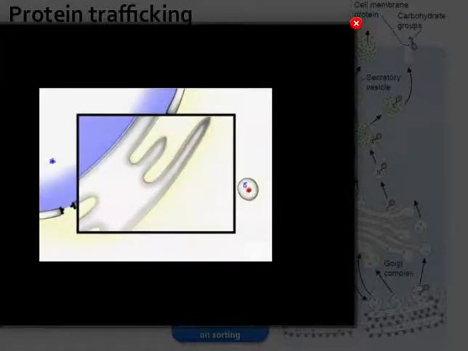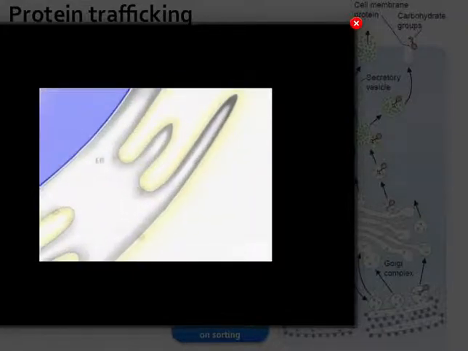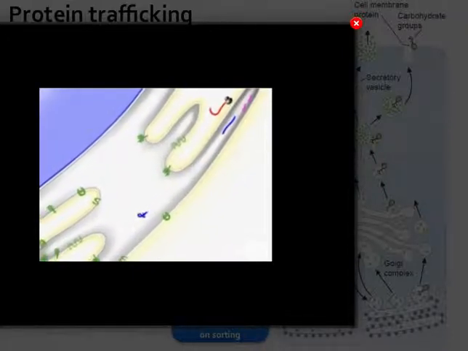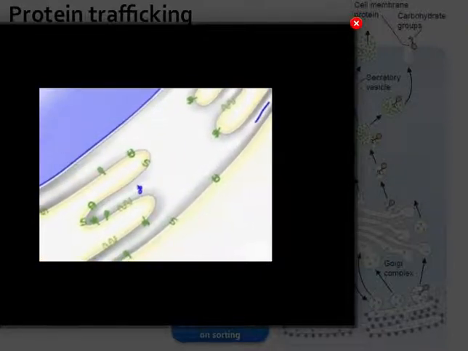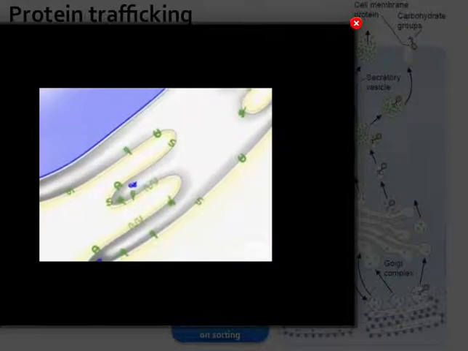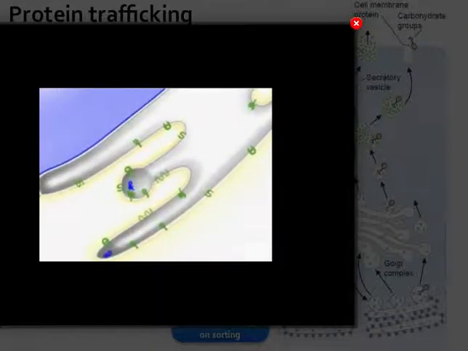The signal sequence of a membrane protein directs the ribosome to the RER. The growing polypeptide chain enters the lumen of the ER through a protein import channel in the membrane. There, the signal sequence is cleaved, sugars are added, and the protein folds. Some enzymes or structural proteins remain in the ER. Most proteins that are soluble in the ER are transported in vesicles to the cis-Golgi.